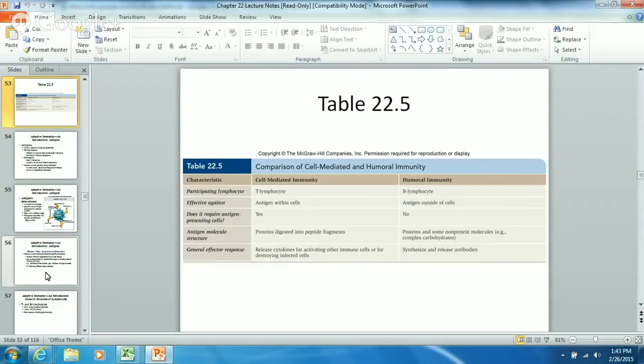That MHC1 protein is displayed on the surface of the cell membrane of the infected cell. But guess what that protein contains? It contains a fragment, a piece of the protein or antigen of the particular pathogen that has infected that cell.